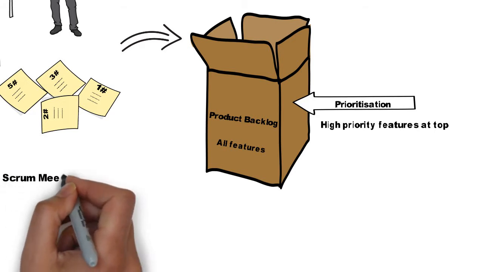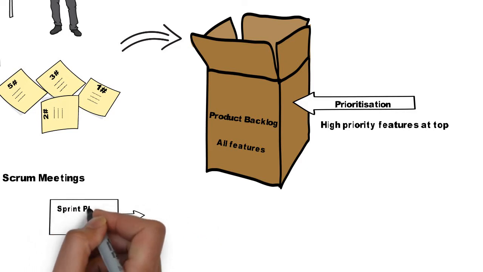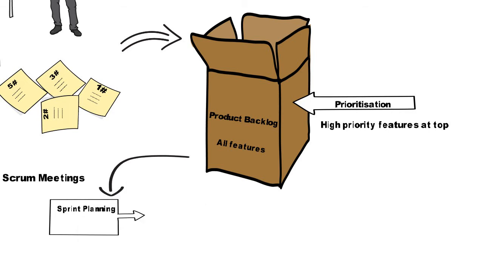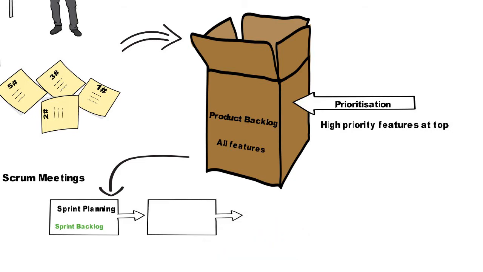Scrum meetings. There are 4 of them. Starting with sprint planning. Selection and estimation of user stories happens here by the Scrum team. The sprint backlog is the output here, which is the action item for the next meeting, called the sprint.